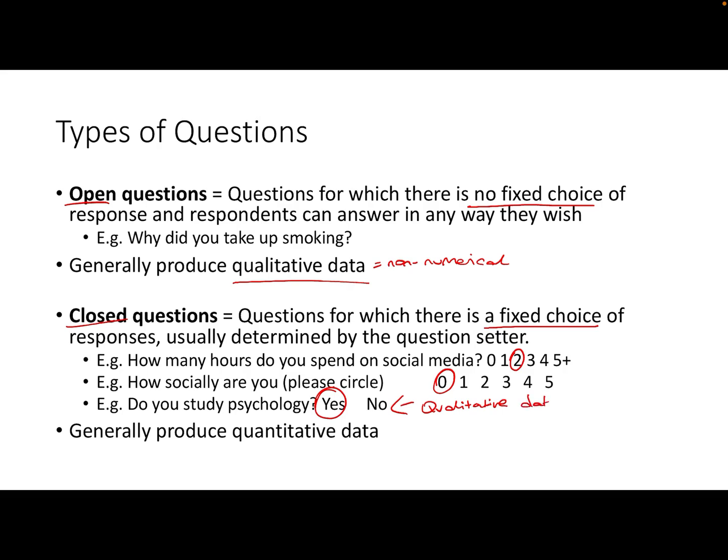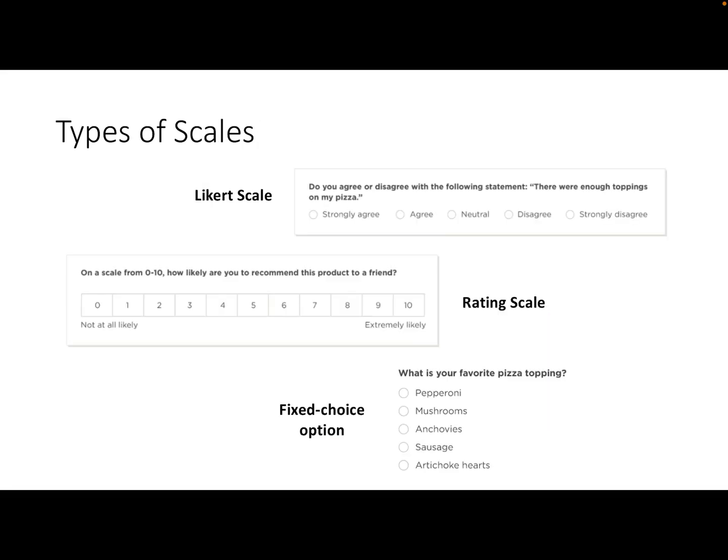But this can easily be changed into quantitative data by counting the frequency of people who say yes and the frequency of people who say no. Generally, though, particularly in the example of scales like this, we're producing quantitative data. And so the strengths and limitations of qualitative and quantitative data apply here. Closed questions can be further divided into different types. When we're talking about scales, like the ones on this slide, we typically refer to these as items rather than questions, because they're not strictly questions in the traditional sense.